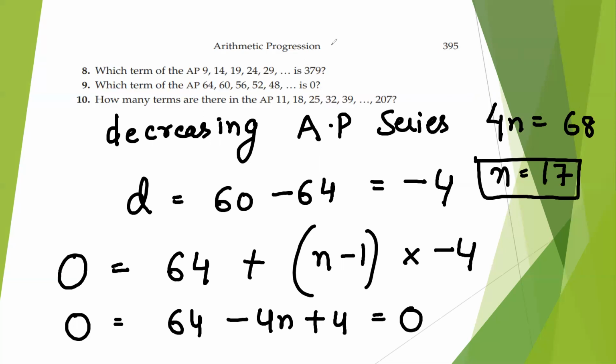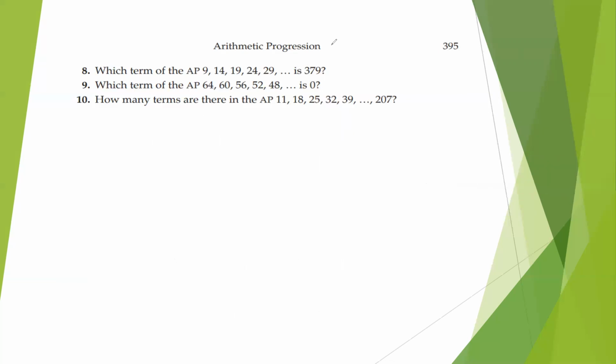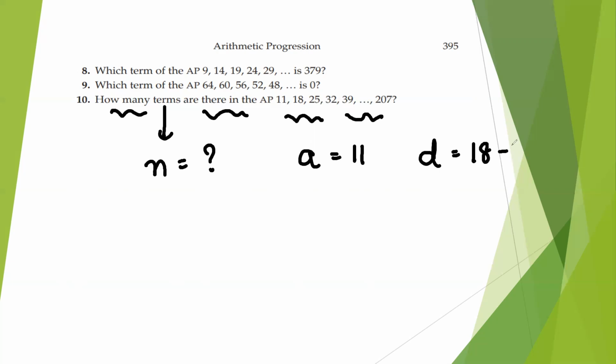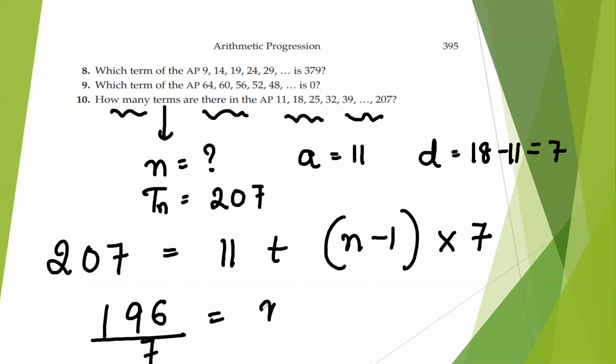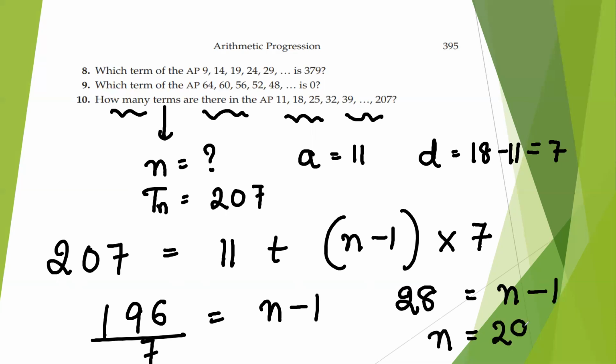So this is much easier if you learn only one formula. Now, last question, how many terms are there in the AP 11, 18? How many terms means n is being asked. So same way, A is 11, D is 18 minus 11, that is 7, and Tn is 207. So just substitute Tn equal to A plus (n minus 1) times D. Subtract. So 207 minus 11, 196 divided by 7 equal to n minus 1. If you divide, 7 times 28 is 196, so 28 equal to n minus 1. So n equal to 29.